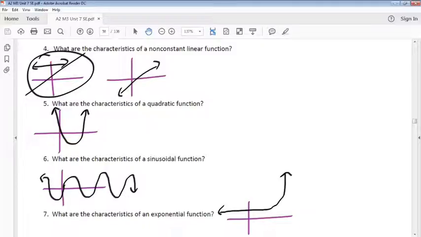All right, so a linear function is always increasing or decreasing. It can't do both. It can only do one or the other. Decreasing.